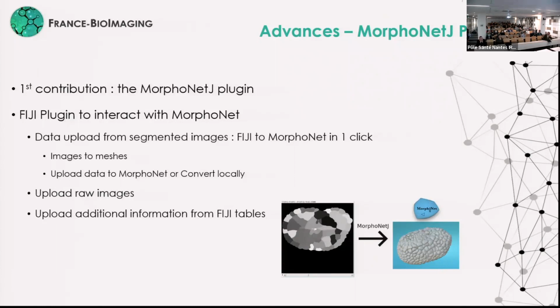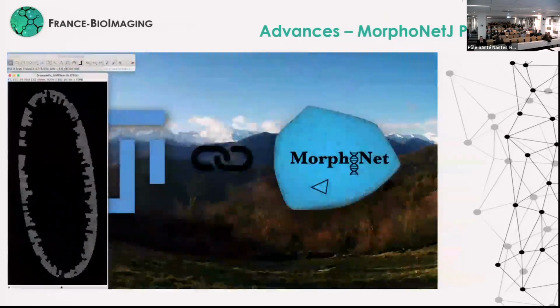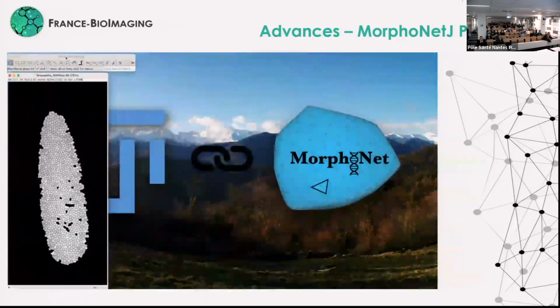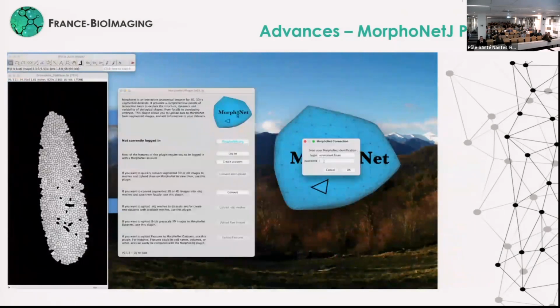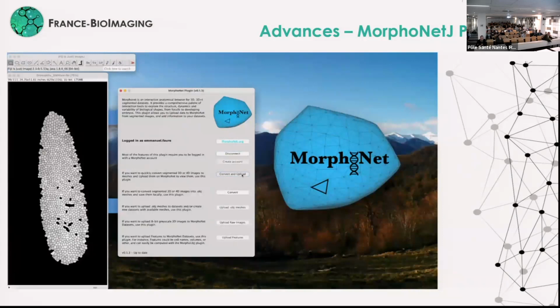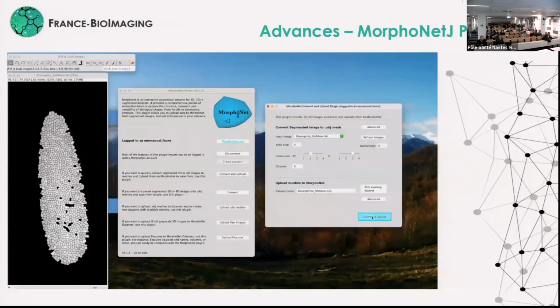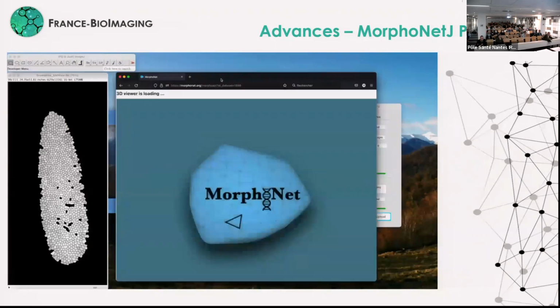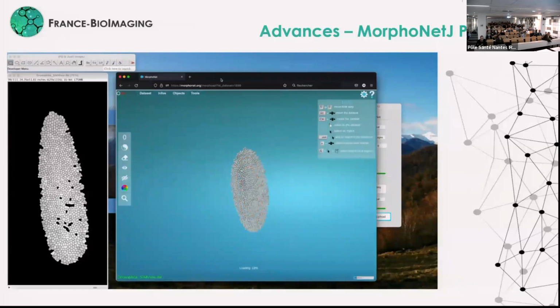And so I'm just quickly going to show it. So here is an image of a Drosophila embryo. And by opening the plugin, by just logging on and detecting your image, you can, with a couple of configuration tweaks and just one click, convert your image into a mesh, which is directly going to be uploaded onto Morphonet. And then you could use the whole range of tools that are available to you to just view, analyze, and augment your dataset, as you can see here.